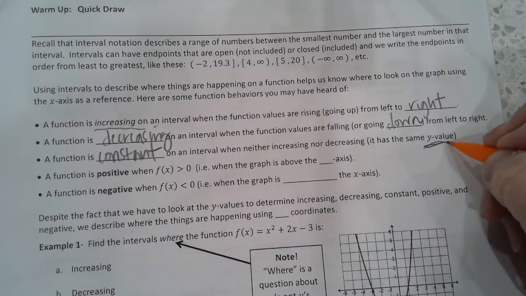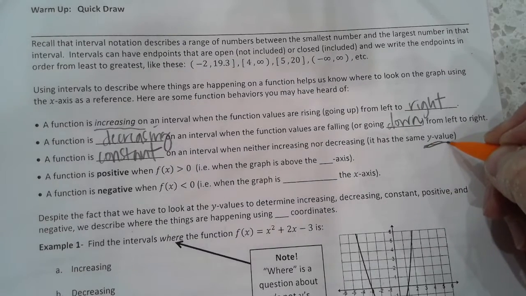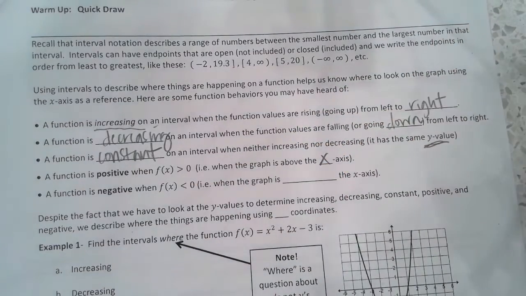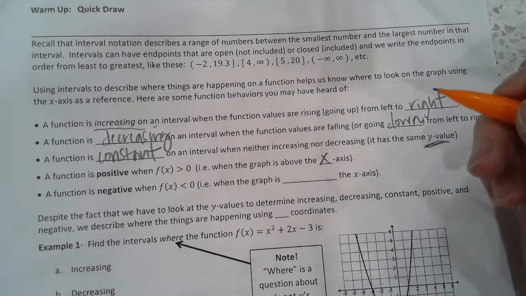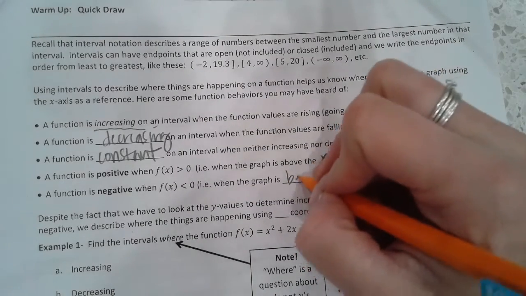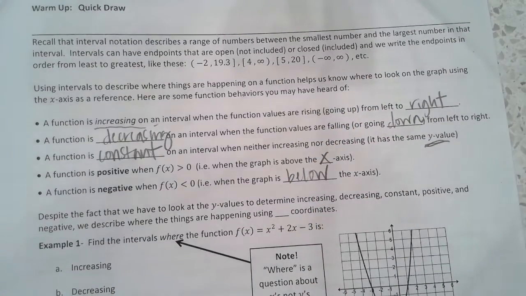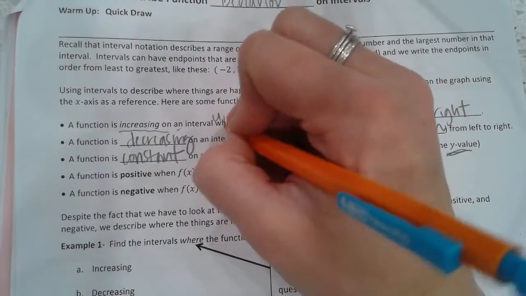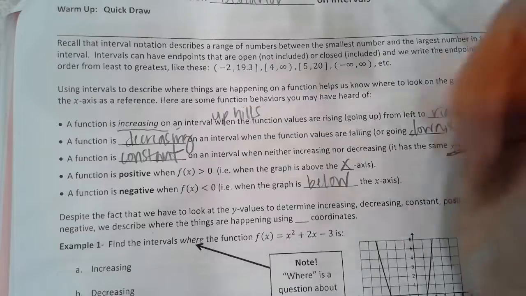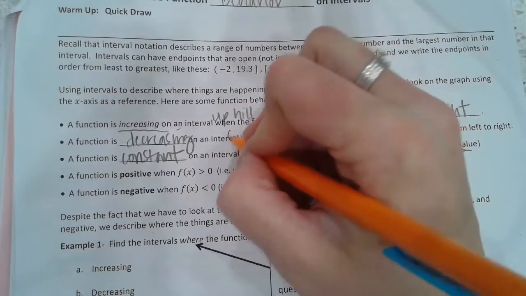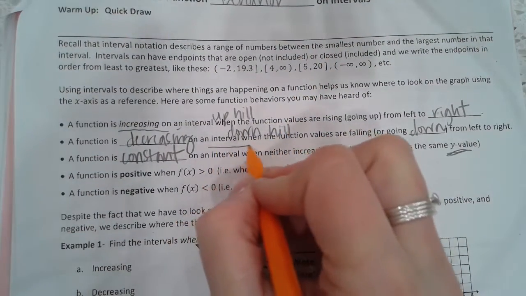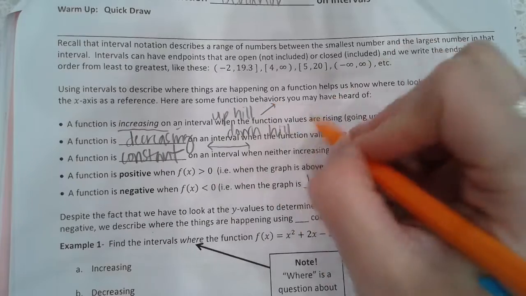A function is positive when the graph is above the x-axis, and a function is negative when the graph is below the x-axis. Okay, so basically increasing is going uphill, like the slope. Decreasing is going downhill, and then constant is your flat. So uphill, downhill, and your flat.